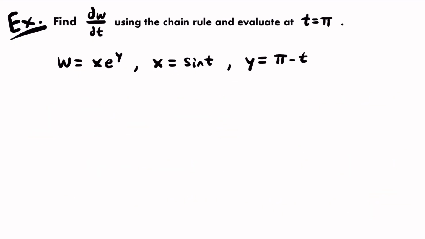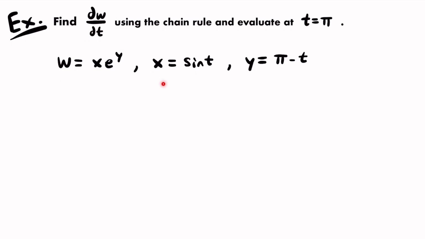For our next example, we want to find dw dt using the chain rule and evaluate at t equals pi. And we are given w is equal to x times e to the power of y, where x is equal to sine t and y is equal to pi minus t. Okay, so there's 2 parts to this example. We want to find the derivative of w with respect to t again, just like we did in the previous example. But then once we have that, we also want to evaluate it at this specific value of t equals pi. So we'll do that then, but let's focus on the derivative to start.